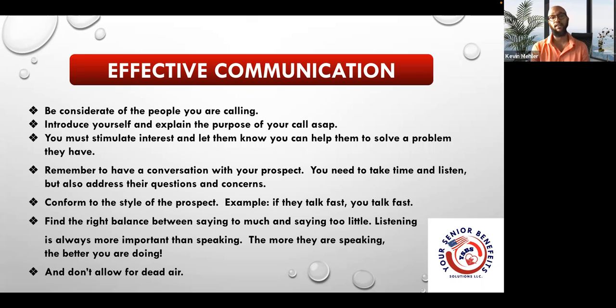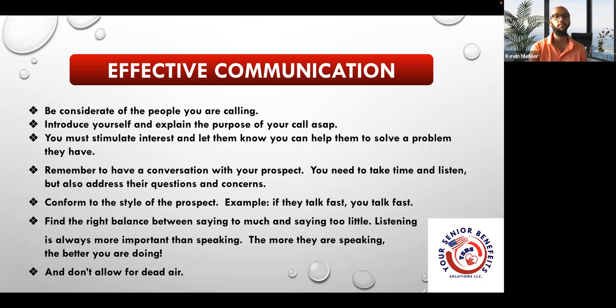That's another reason why I enjoy being an independent agent with access to multiple insurance companies, because we might be able to help them with what somebody just couldn't help them with. They may be with just one carrier and the client is asking for a specific product that is only offered with another carrier that we per se have access to. Okay. And then also remember to have a conversation with your prospect. You need to take time and actually listen, but also address their questions and concerns. Okay. And if there's multiple, then concerns.